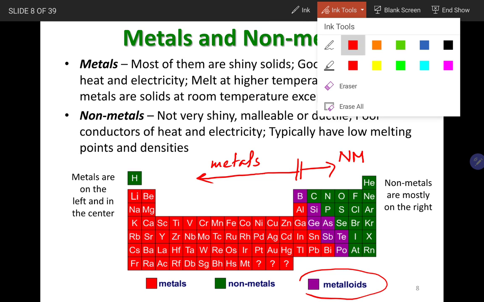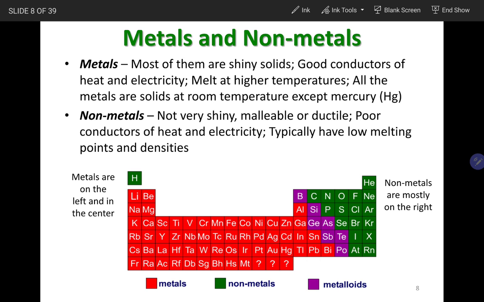And then the other important thing that I want to talk about is the properties of metals and non-metals. Metals are usually what? They are very shiny and they are solids. They are very shiny solids. But there is a liquid metal in the periodic table. What is the only liquid metal at room temperature?